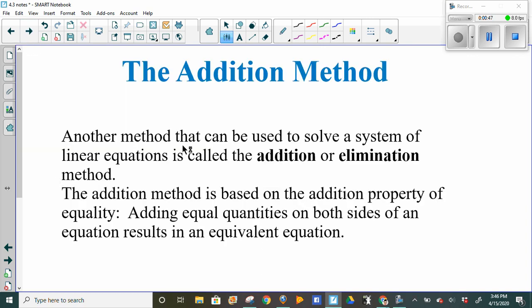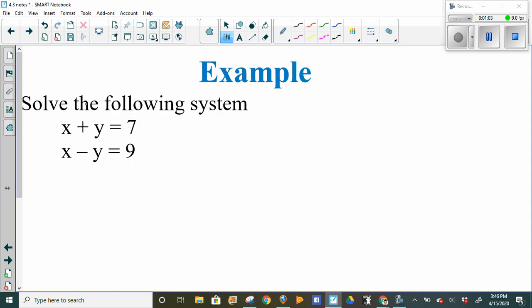All right, so addition or elimination. See, they even refer to it here. So we're going to solve the system by eliminating a variable, plugging the variable we didn't eliminate back in, and solving the whole system. So for example, we have this system of equations right here.